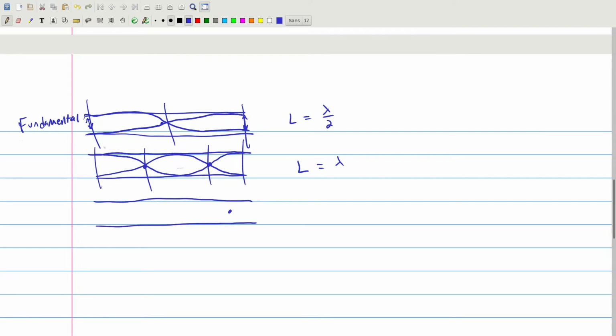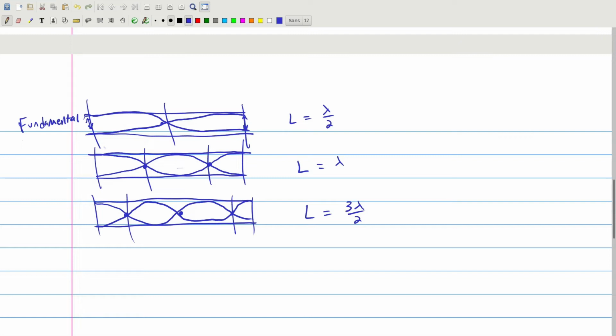Okay, and then as we go on to the next one, in theory, we could have another node in here. So we could have 1, 2, 3. Wait, I only have 2. Should be 3. Okay, 1, 2, and 3. And then it would look something like this. And over here, now you can see there's one wavelength in between there. There's a quarter here and a quarter there. So 1 plus 2 quarters is 1.5, or L is equal to 3 lambda over 2.